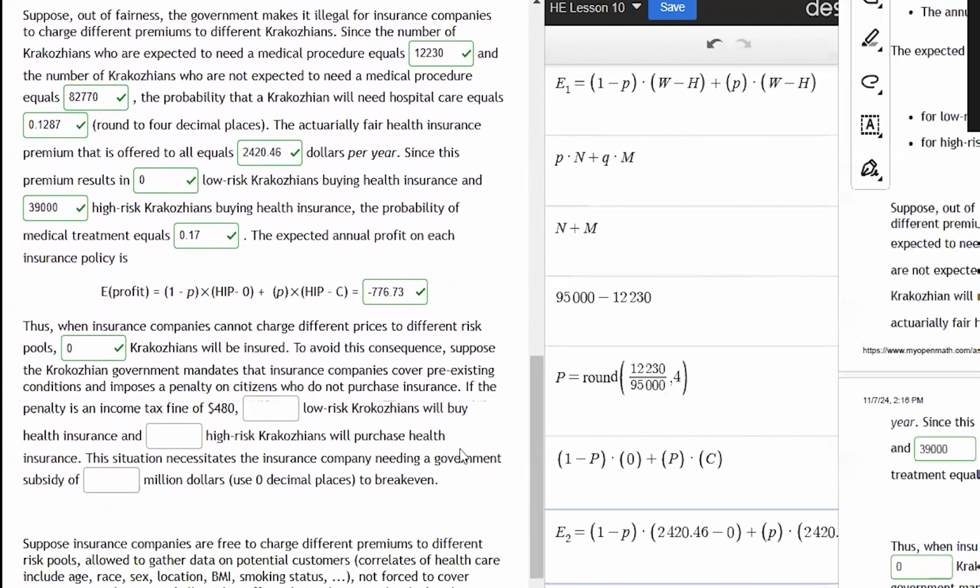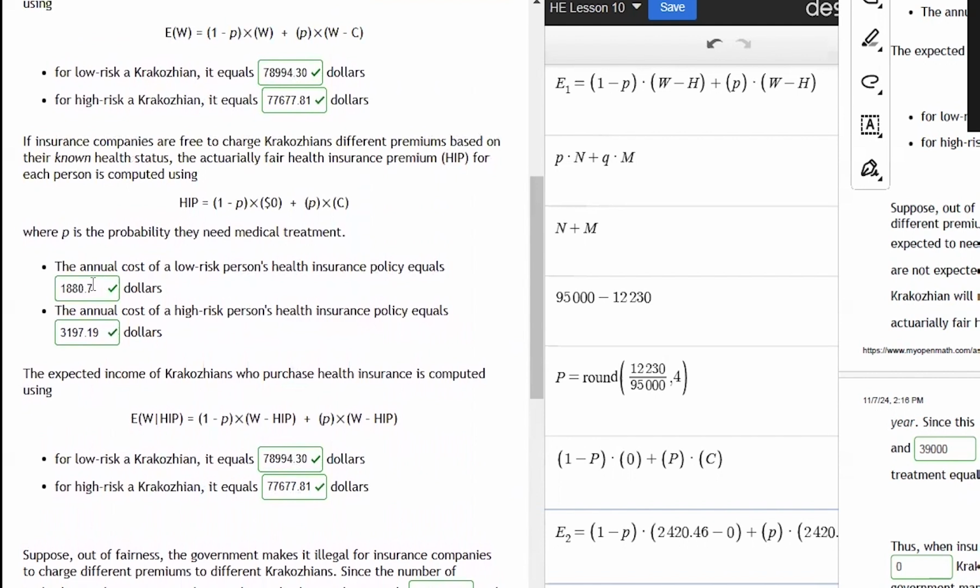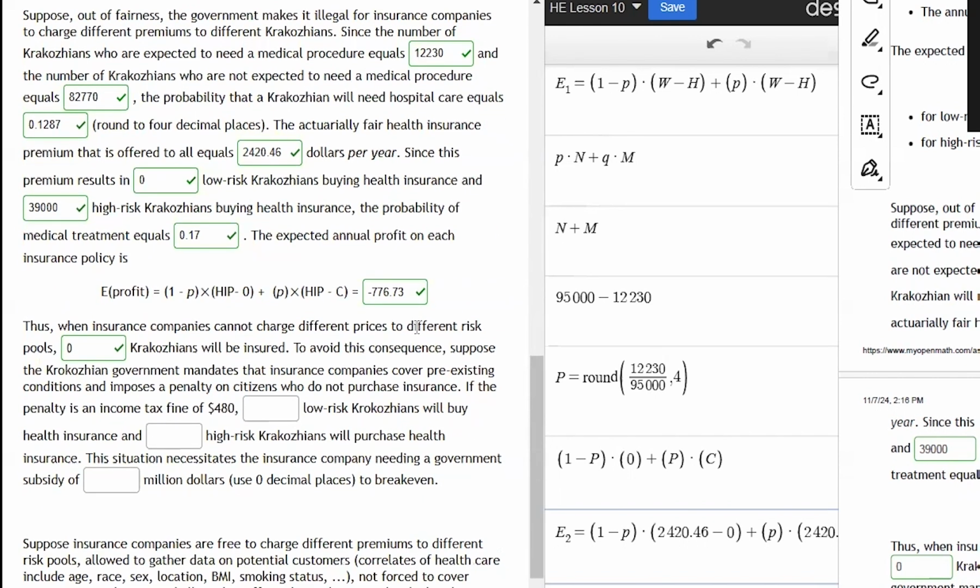To avoid this consequence, suppose the Caucasian government mandates that insurance companies cover pre-existing conditions and imposes a penalty on citizens who do not purchase insurance. If the penalty is an income tax fine of $480, low-risk Caucasians will do what? Well, they can pay the $480 or they can pay this pooled premium. To them, this is too much, because the most they're willing to pay for insurance is that amount. So because pre-existing conditions must be covered by the health insurance companies, what the low-risk Caucasian will do is not insure. They'll pay the penalty of $480 to avoid paying the premium they consider to be too high. They'll not insure.